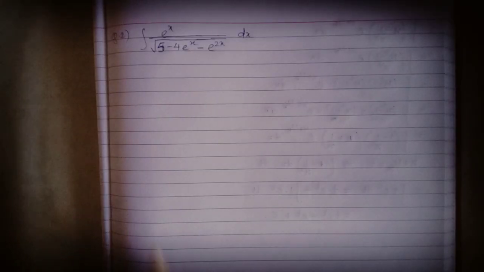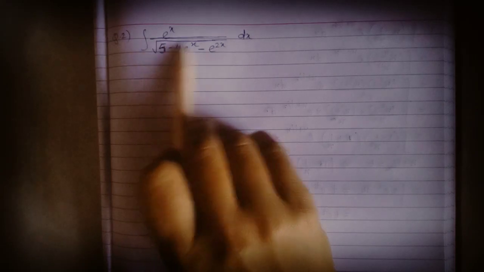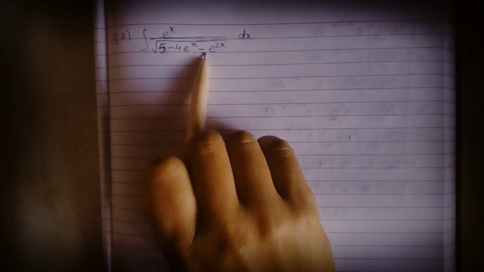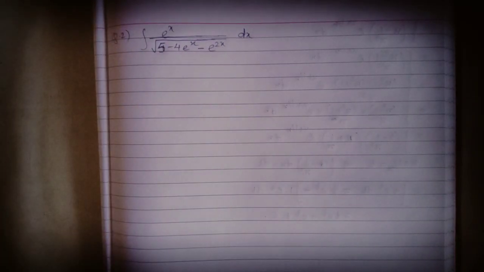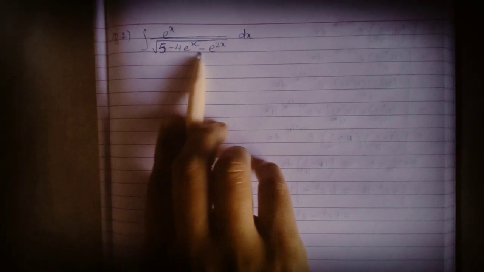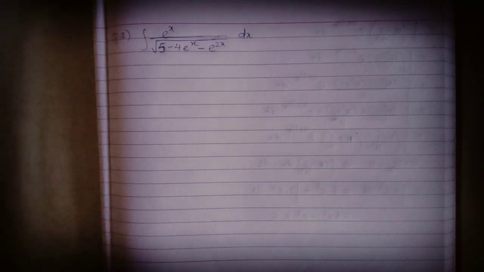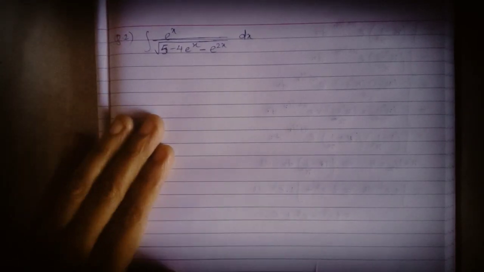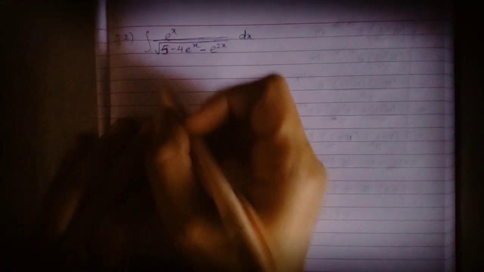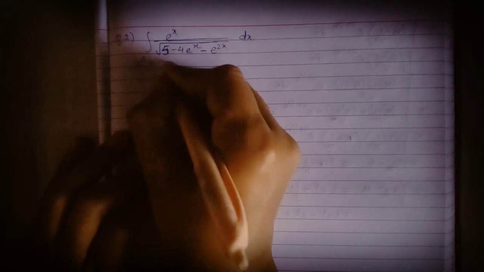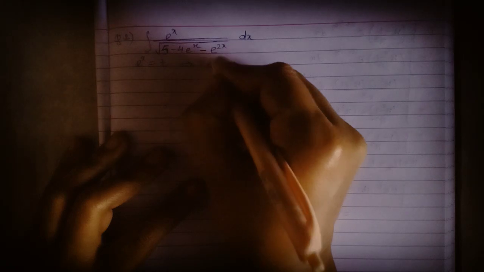So in this they have given e raised to x under root 5 minus 4 e raised to x minus e raised to 2x. Now if you look at this term, you will find that this is of the type a square plus 2ab plus b square, that type, right? So we have to just substitute here, that is e raised to x we can substitute as t. Okay, so its derivative is e raised to x dx equals dt.